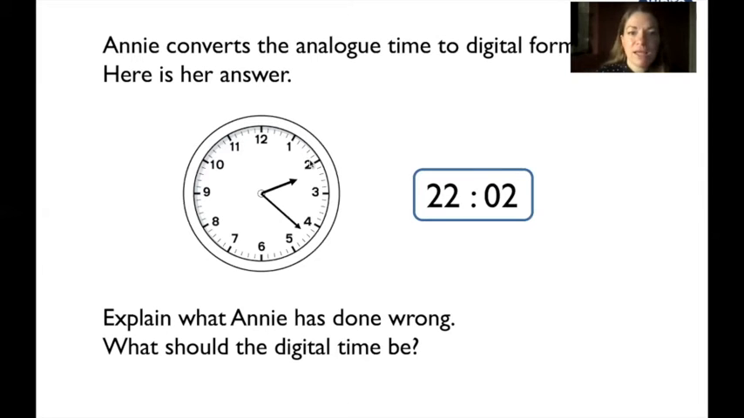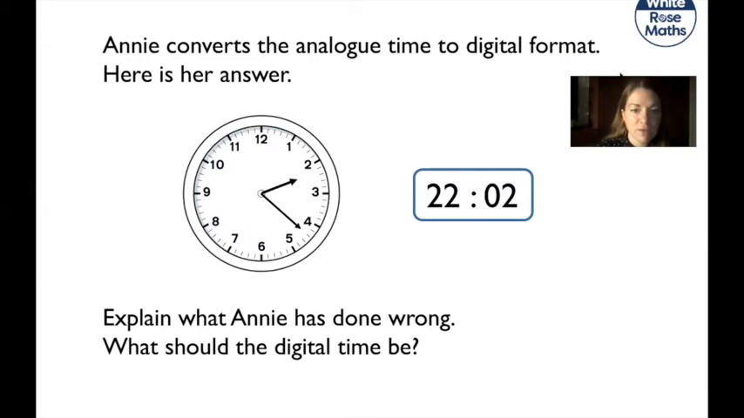Annie converts her analog clock to digital format. Here is her answer. So she's got that clock on there, the analog clock, and then there's her digital time. Explain what Annie has done wrong. So we can see that she has made a mistake. Think about how she has read the clock, what she has done wrong, and also what is the correct answer.